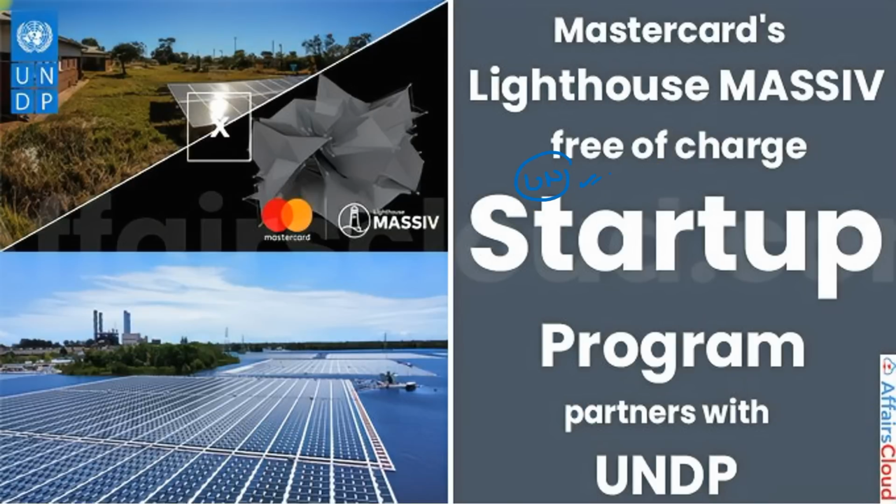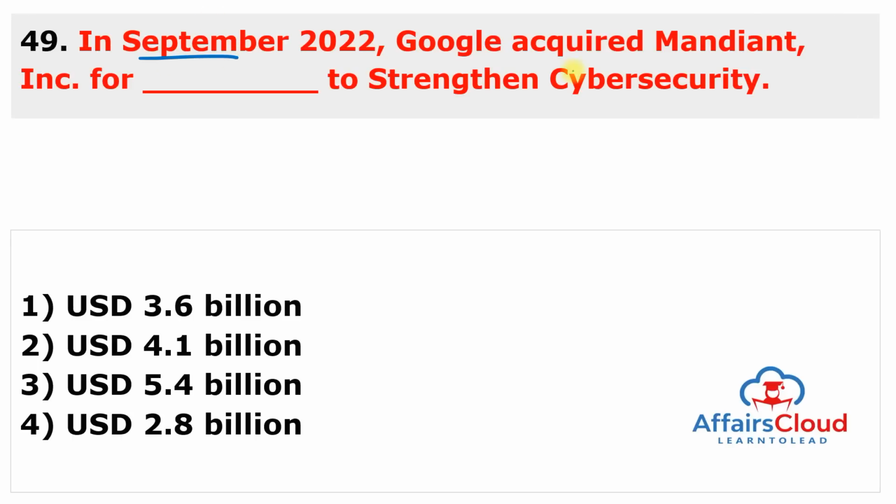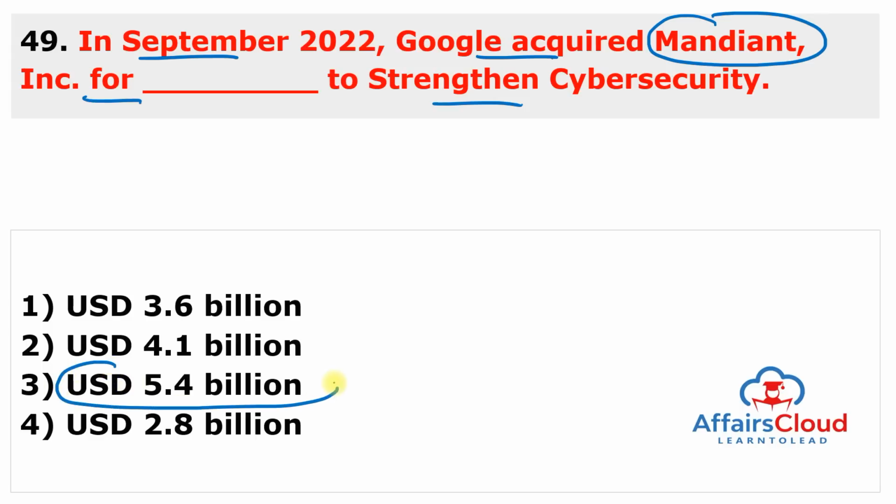Moving to the next question. In September 2022, Google acquired Mandiant for how much, to strengthen cybersecurity? So one company is acquired by Google, named Mandiant, and this is acquired for $5.4 billion. So the answer to this question is 3.